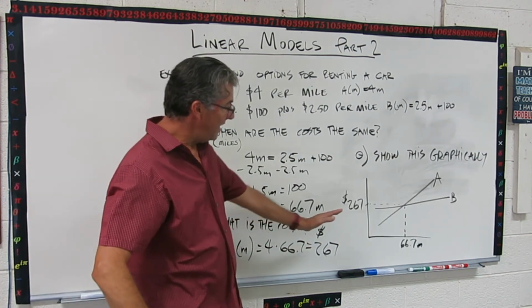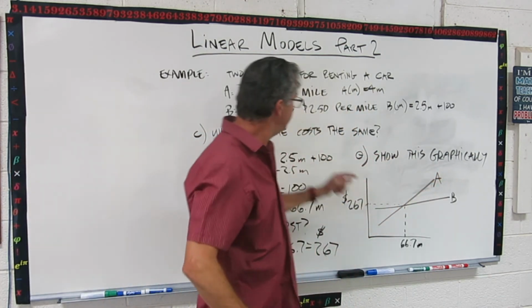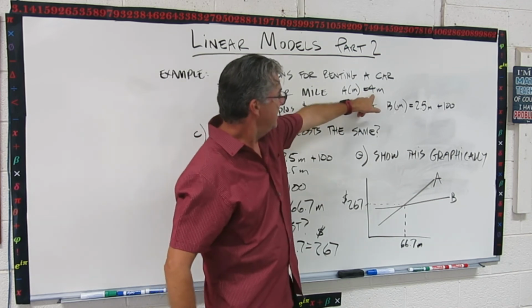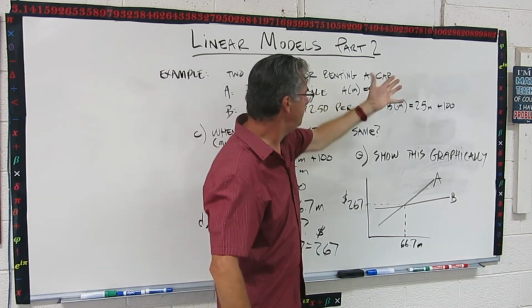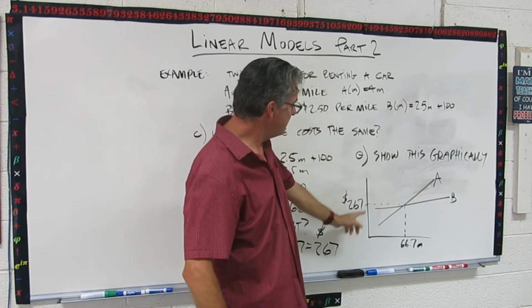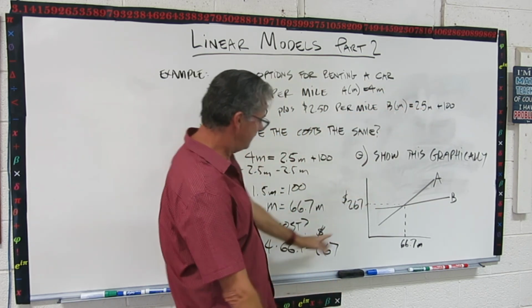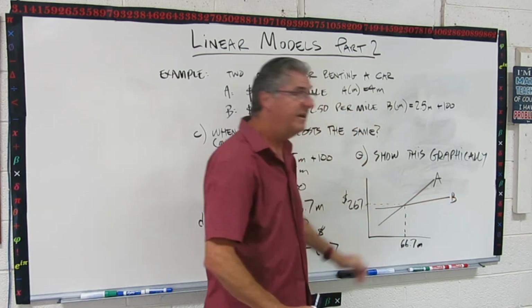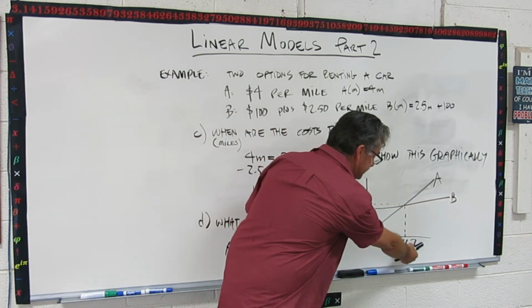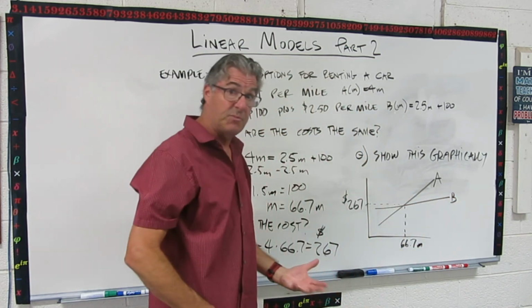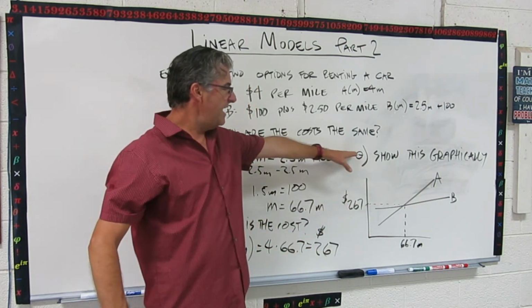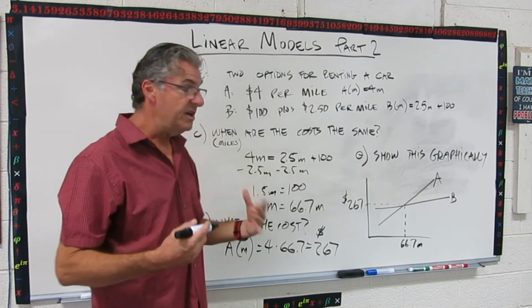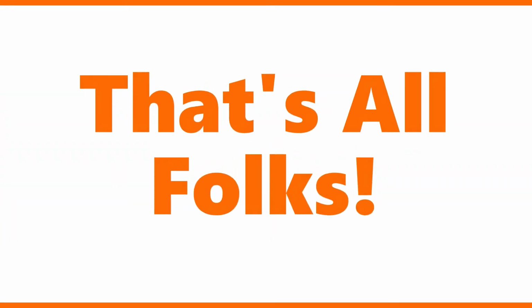Okay, so I plotted my line for A, that's option A. It has a slope of 4, because this is y equals mx plus b, and we have no b. And then my option B is this line, this more gradual line, and where they intersect is 66.7 miles and $267. So if I asked you to show this graphically, to make a sketch, that would do it.